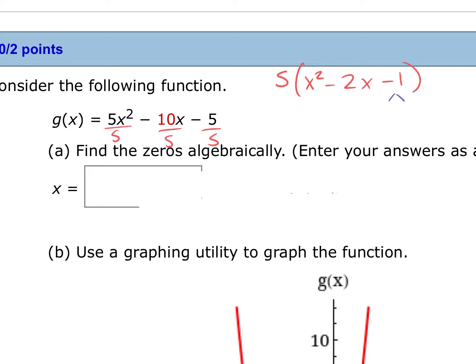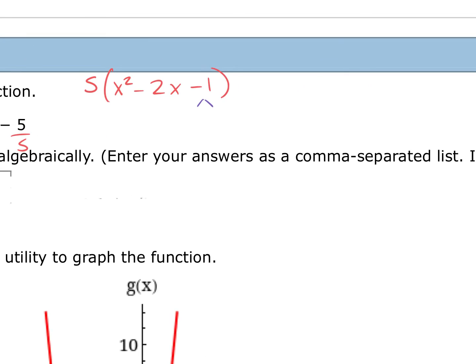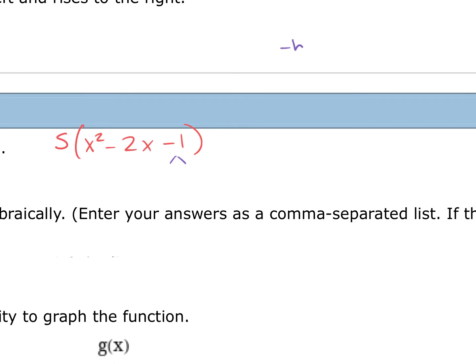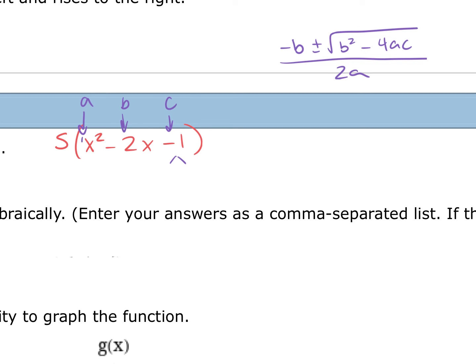Now let's see. Do I have two factors of -1 that add to -2? What's -1 times -1? So do I have two factors? What do I do if I don't have factors? Quadratic formula. So our quadratic formula is -b plus or minus the square root of b squared minus 4ac over 2a. So this would be my a, -2 is my b, and -1 is my c.